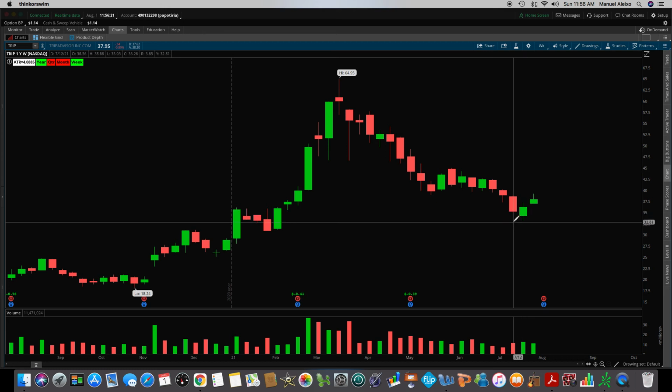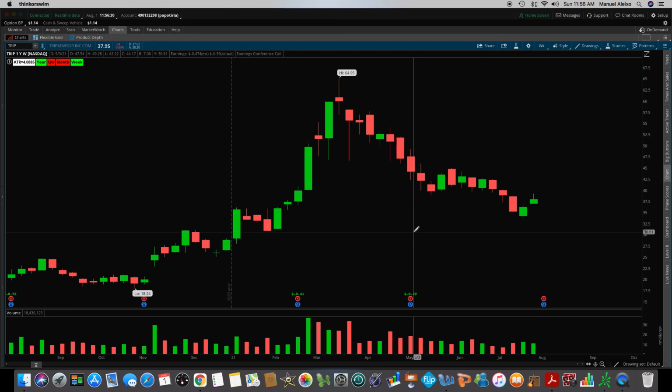If you're in it and you want to stay in it, if it breaks, let's see here. If it breaks $30, get the heck out of the way. There's no reason for you to stay in it, even if you don't want to hold it that long. I'd get out of the way.